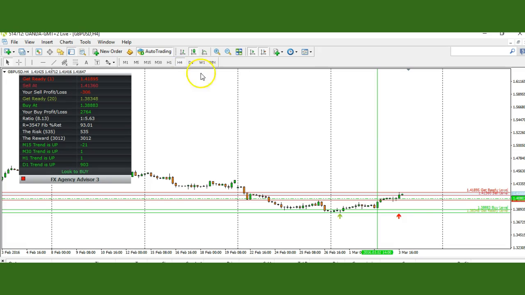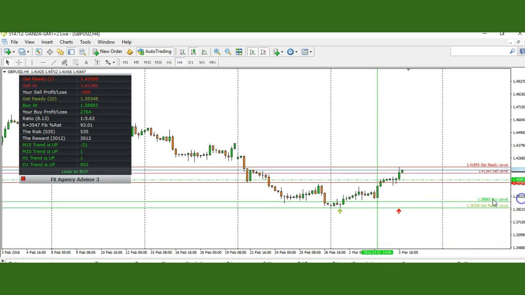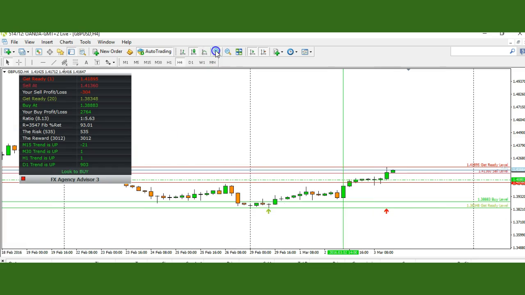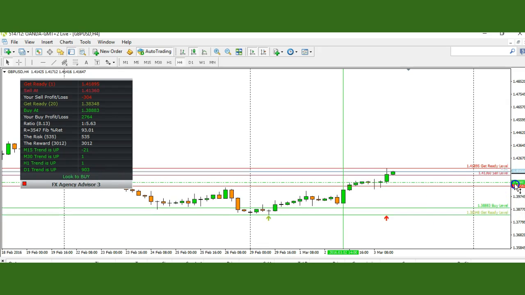Then I'll go to the 4-hour chart, see if there's a buy signal generated on the 4-hour, and there was yesterday. So there's a buy signal on the 4-hour and the daily chart. So I start looking for buy signals that are generated. I look at the panel, and as long as the daily, 1-hour, 30-minute, and 15-minute charts are all green, and it says look to buy, then that's the direction I want to take on a trade.